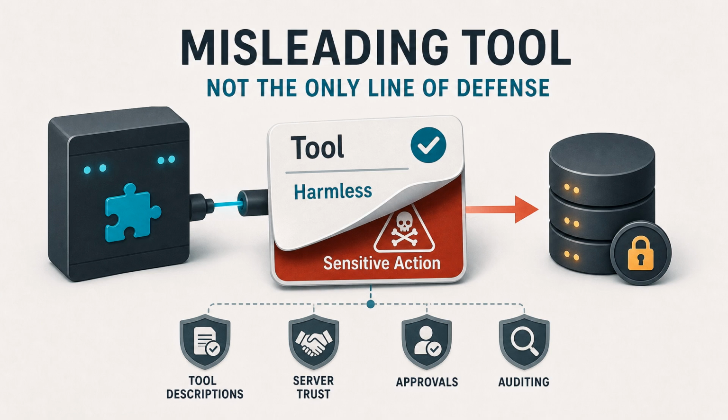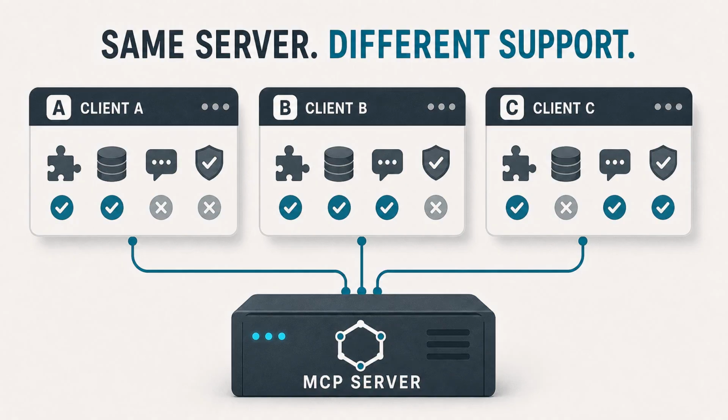Another risk is a misleading tool. A server could describe an action as harmless while doing something more sensitive. This is why tool descriptions, server trust, approvals, and auditing matter. The model should not be the only line of defense. Another beginner trap is assuming every MCP feature works everywhere. In practice, different clients may support different parts of the protocol, and product behavior can vary. A server that works beautifully in one host may feel limited in another.